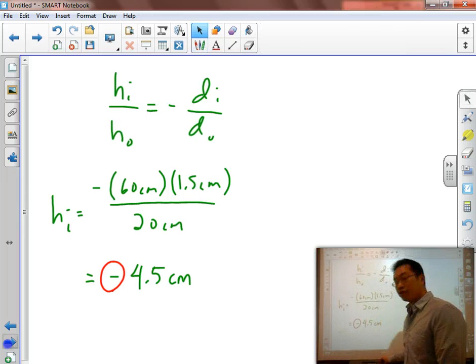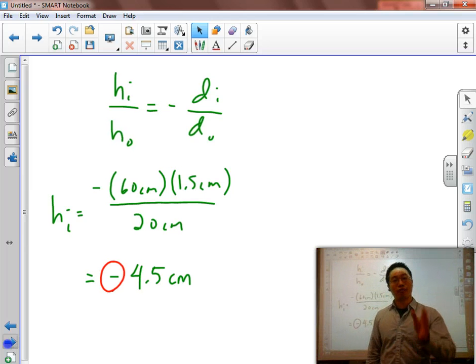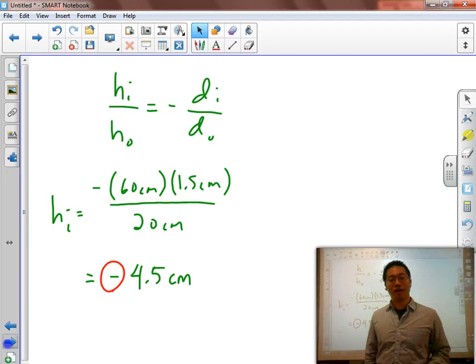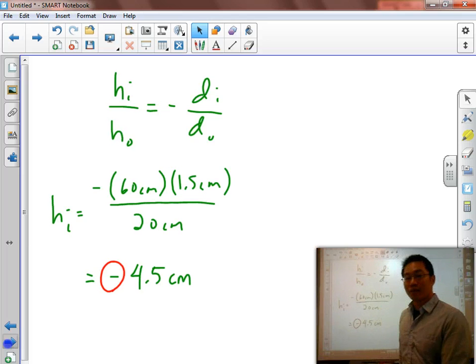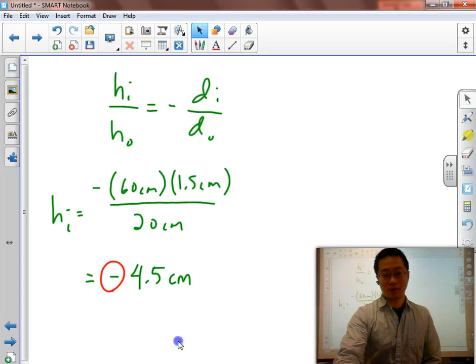So when you do your own math problems later on, make sure you always label what's positive and what's negative by looking at the drawing first. Label the positive side, label the negative virtual side, and make sure you label everything correctly. Okay? And we are done with mirrors.